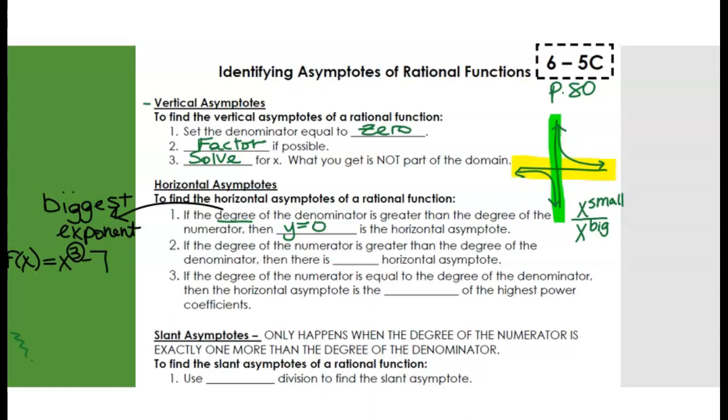Okay. Can you give me an example of that? Maybe x over x squared. Sounds great. Yes.